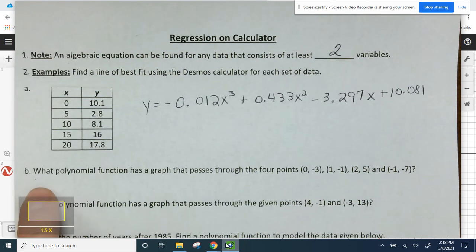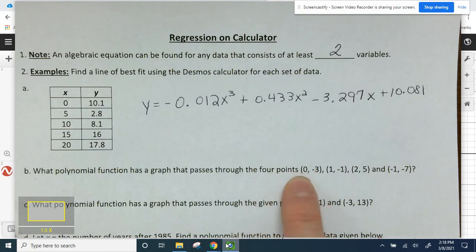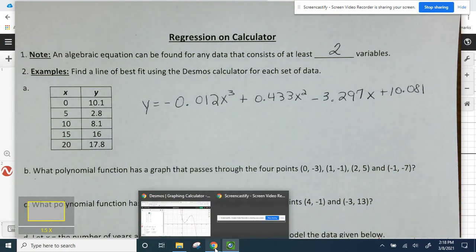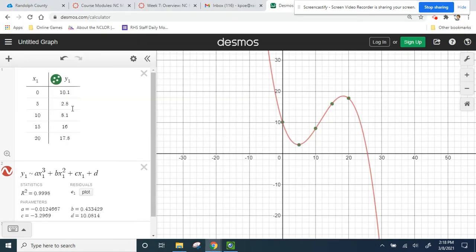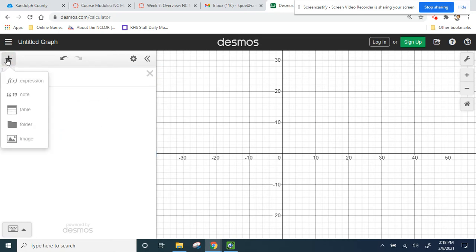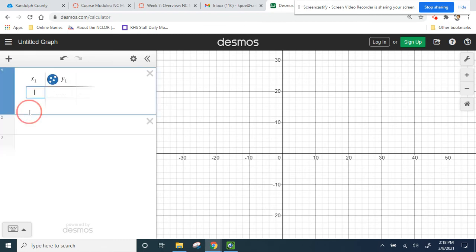Now, if we wanted to do the polynomial function that has a graph that passes through these 4 points, I'm going to go back to Desmos, and this time I'm keying in these 4 points here. So let's go to Desmos, and I'm going to take out what I had done and delete these. Actually, it probably is easier just to hit X and then add a table again. That's your easiest way to do it.